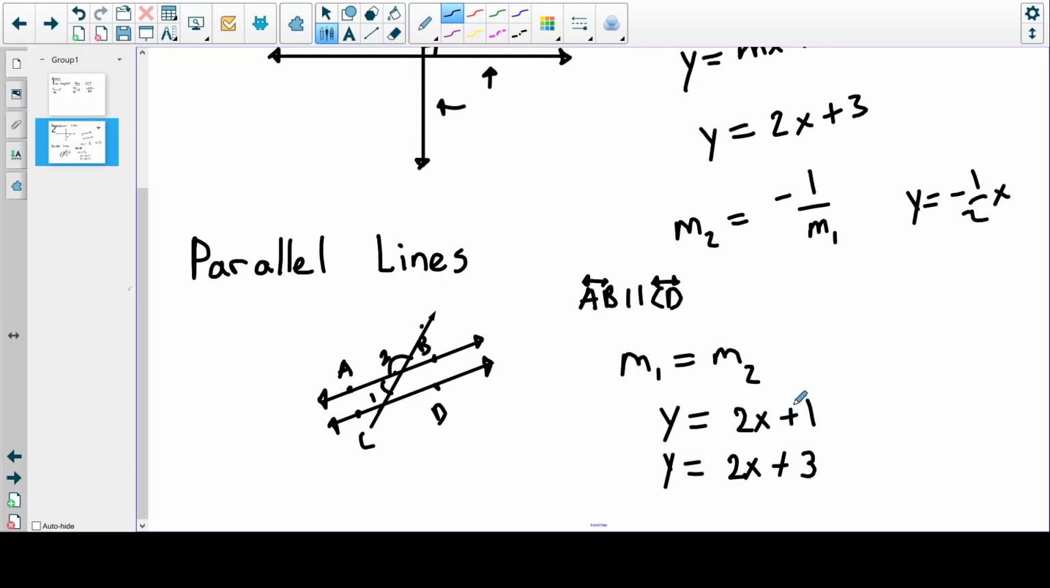And later we'll cover some more angles that you can find via parallel lines.